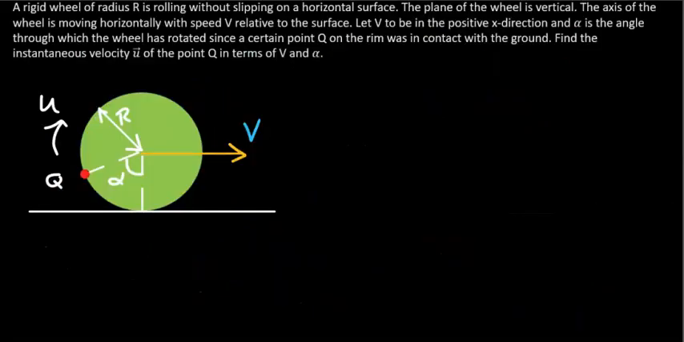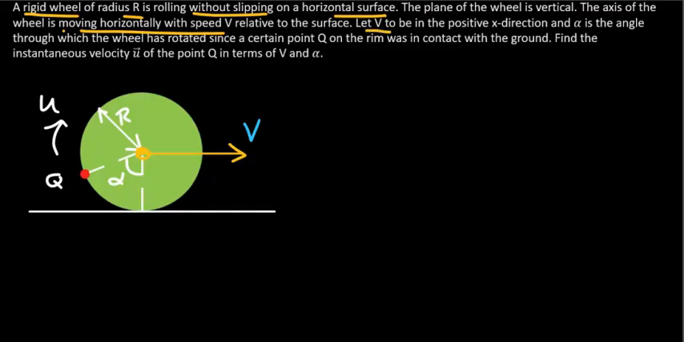Problem 2. A rigid wheel of radius r is rolling without slipping on a horizontal surface. The plane of the wheel is vertical. The axis of the wheel is moving horizontally with speed v relative to the surface. So the axis is right there, coming out of the plane.